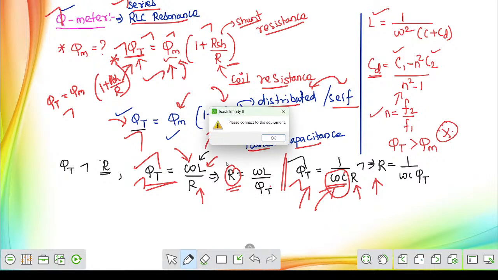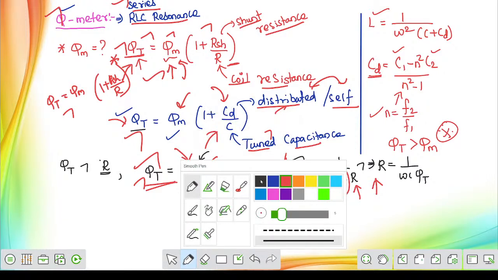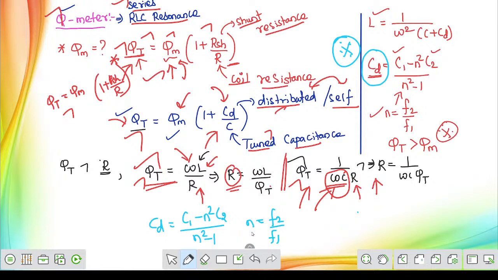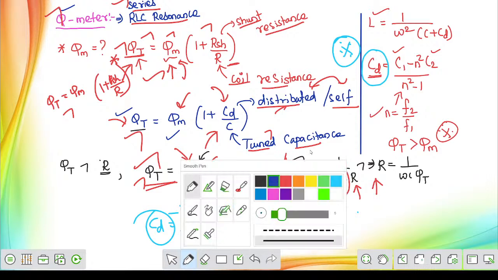And apart from this, they will give some other formulas to calculate the value of distributed capacitance, or self capacitance. Now if you observe, this is another most important area. The formula to find the distributed capacitance is (C1 minus n square into C2) divided by (n square minus 1), where n is the ratio between F2 by F1. Everything will be given in the exam. All you have to do is collect the values of C1, C2, calculate the n value, and substitute into the formula to find the distributed capacitance. That is one of the most important formulas.